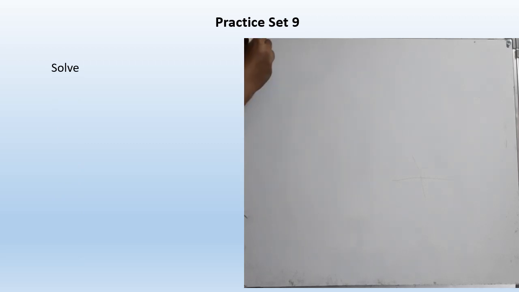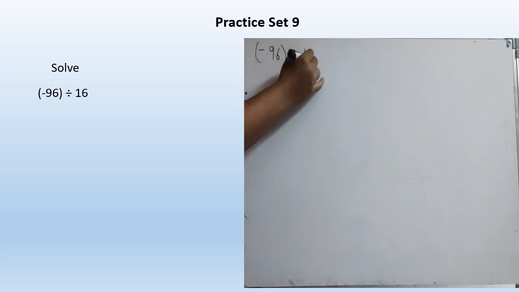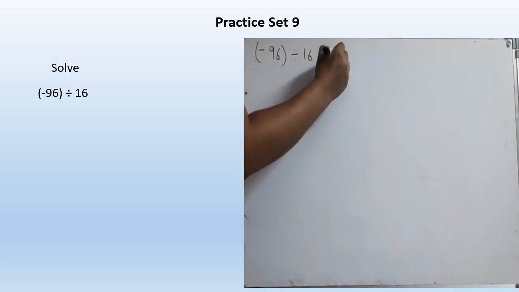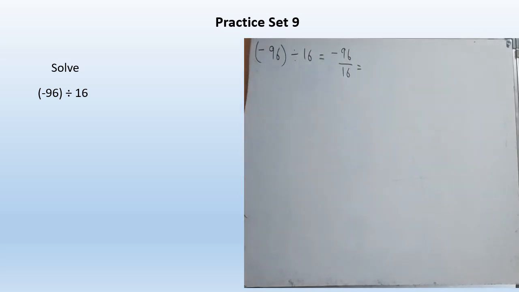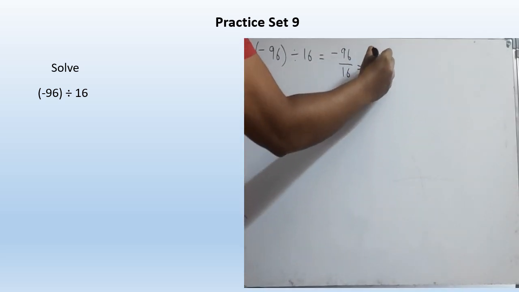The first sum which we are going to look at is minus 96 divided by 16. As I said, we are just going to look at the sign. Minus divided by plus, or a negative integer divided by a positive integer, the resultant quotient is going to be a negative integer. So this you are going to write as minus 96 divided by 16. The answer is going to be minus 6.